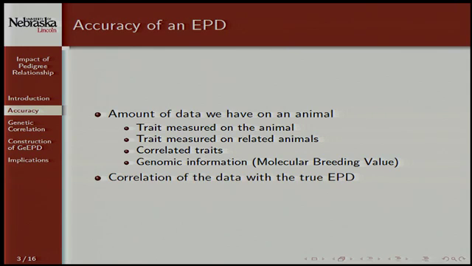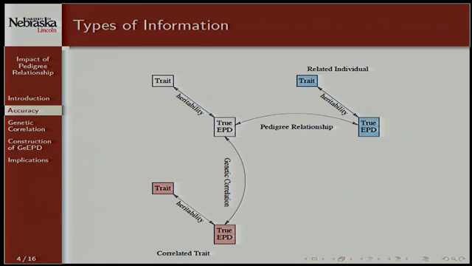The amount that they're going to be able to contribute is going to deal with the correlation of these different sources of data with the true EPD, the true expected progeny difference. I'll try to illustrate that with this diagram here. What we're interested in predicting is this animal's true EPD. We have several sources of information that can be coming in. We could have the trait measured directly on that animal, and its contribution is going to be controlled by the heritability of that trait.